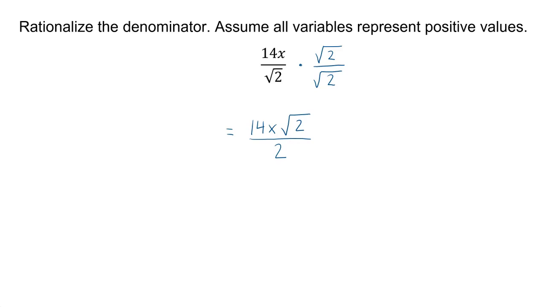Now we might think that we're done here, but because this is still a fraction, we do have to check to make sure the fraction is fully simplified. Remember, we can only reduce numbers outside of the radical symbol with numbers outside of the radical symbol. 14 over 2 reduces to 7 over 1. So this fraction simplifies as 7x times the square root of 2.